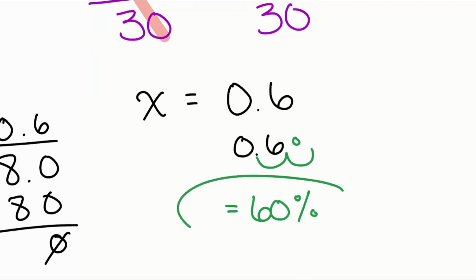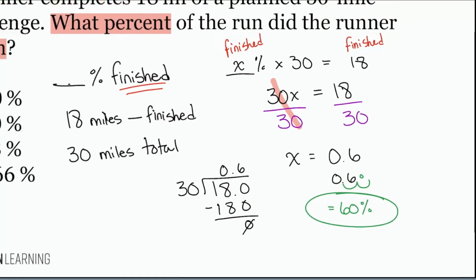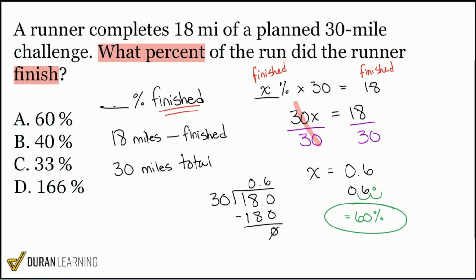So completing the 18 miles out of the 30-mile journey means that you are 60% complete. And there we are. If you would have gotten answer choice D, that would have been because perhaps we divided 30 by 18 and not 18 by 30. Notice how it matters. Your setup and your solution, it really does.